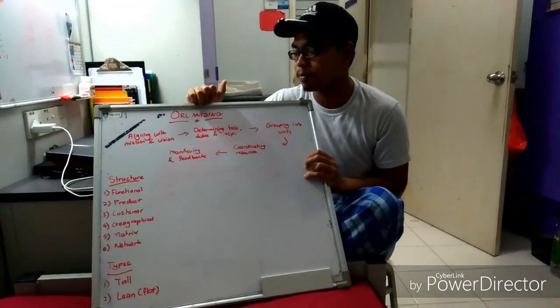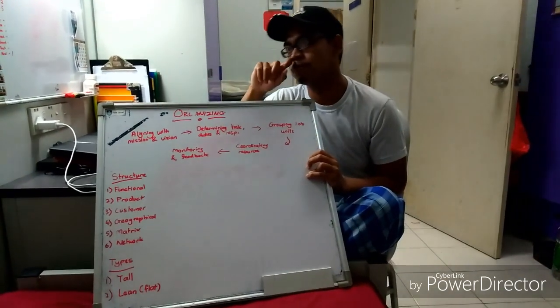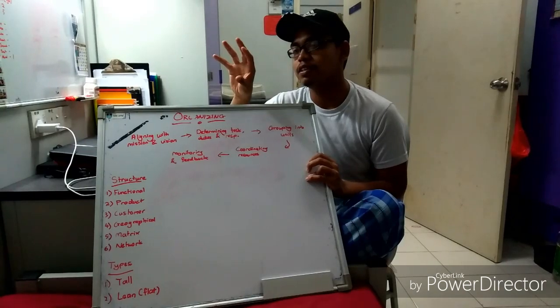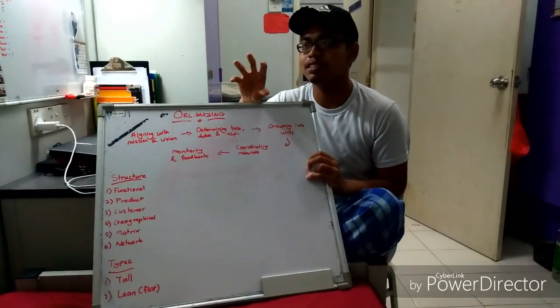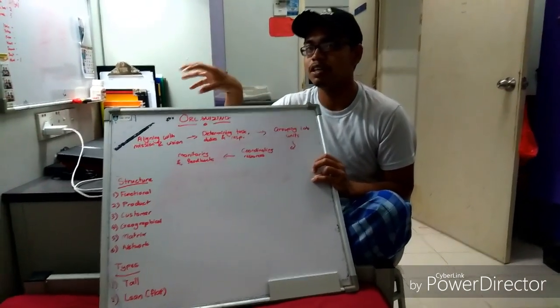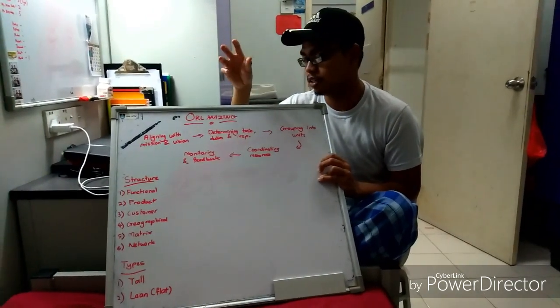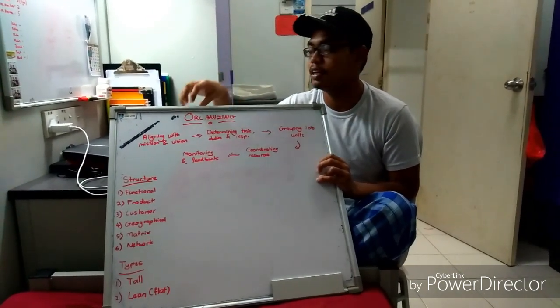Okay, next is product. Product structure focus on products produced. For example, we have president, and then we have the general manager of a product, each product. For example, pharmaceutical product and personal care products, just like that.